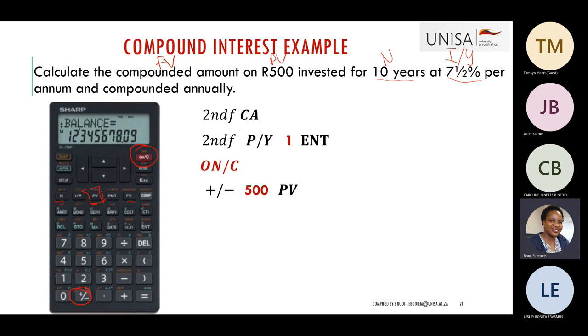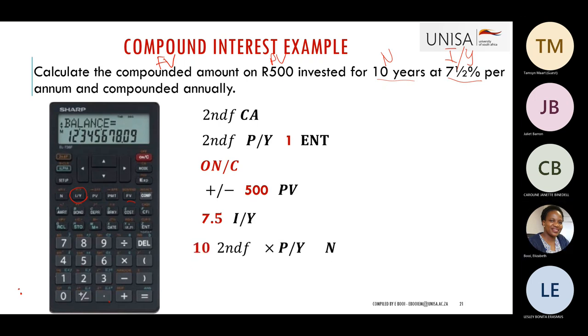So once you have captured your present value, now we put in the interest. With interest, remember this is 7.5, and you always capture it the way you see it. You just press 7.5 and then press the I/Y button. It will store your interest.